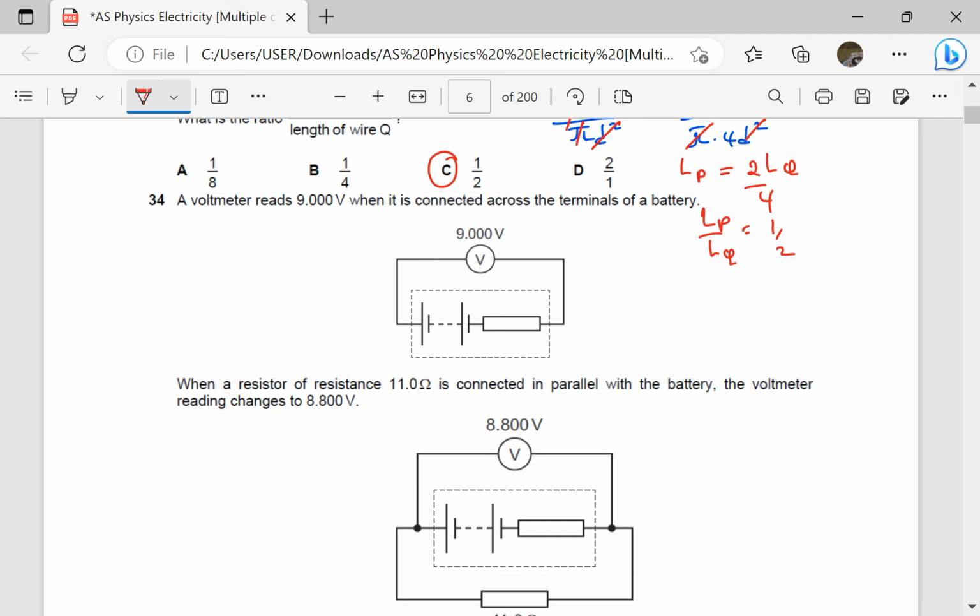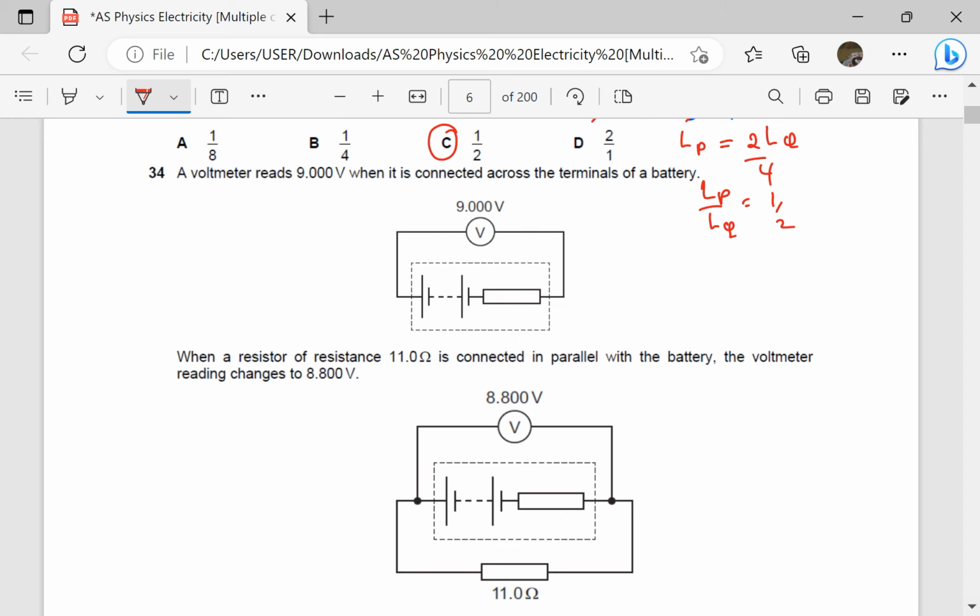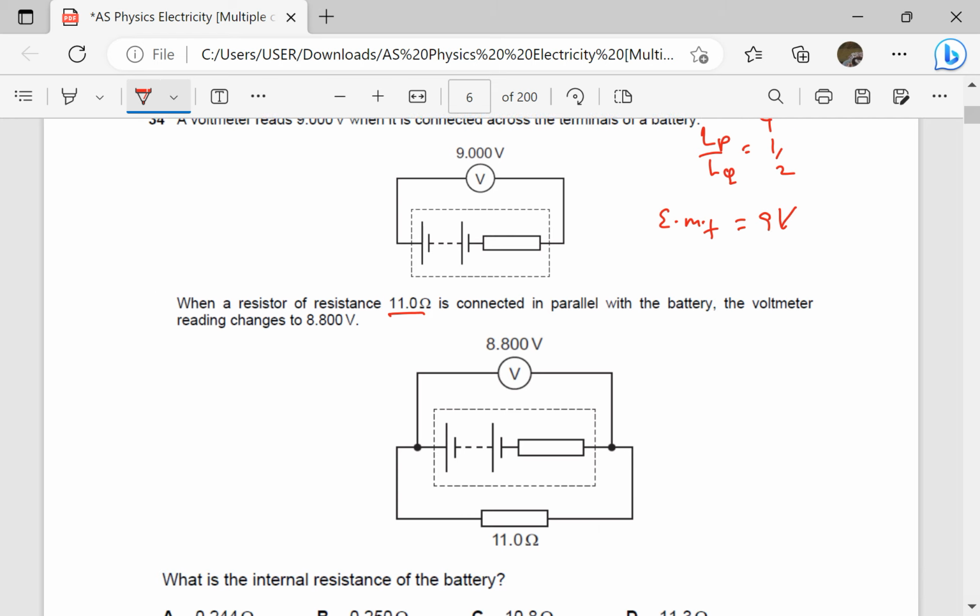A voltmeter reads 9 volts when it is connected across the terminals of a battery. Okay, it reads 9 volts. Here it is giving the e.m.f., so the e.m.f. is 9 volts. When a resistor of resistance 11 ohms is connected in parallel with the battery, the voltmeter reading changes to 8.8. So the terminal PD, I'll quote VT, is going to be 8.8 volts.